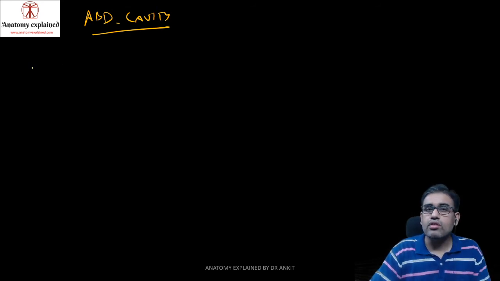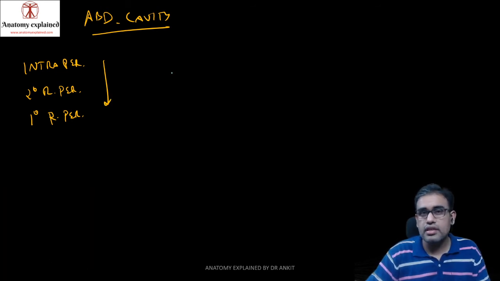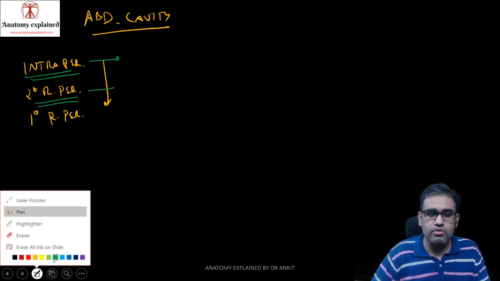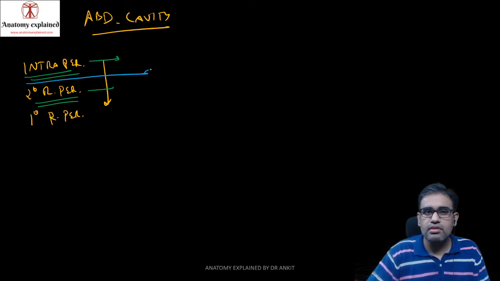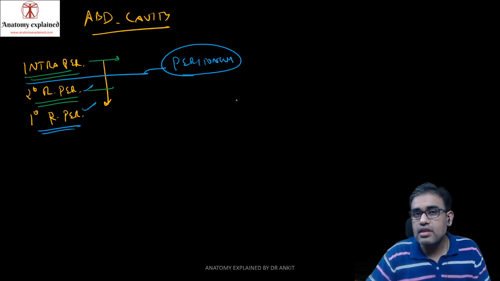So what we discussed till now was that we have some intraperitoneal organs, some secondary retroperitoneal organs, and some primary retroperitoneal organs as well. This is the sequence in which the organs lie from anterior to posterior. Once you open up the abdominal cavity from the front, you will first encounter the intraperitoneal organs. Behind them you will have the secondary retroperitoneal, but between them, what would be this layer? Between them you will have the parietal peritoneum. Then behind this peritoneum, first you will have the secondary, and then the primary retroperitoneal organs.